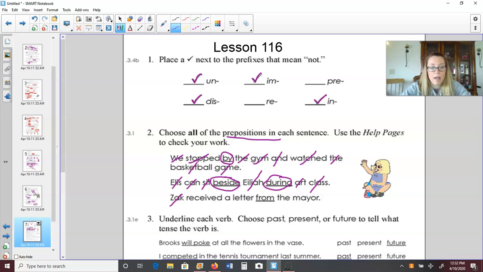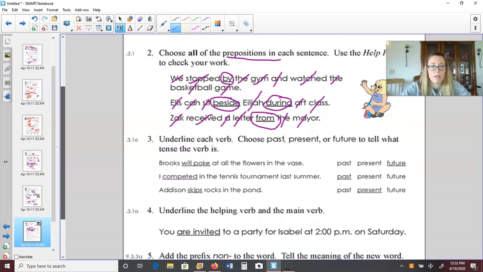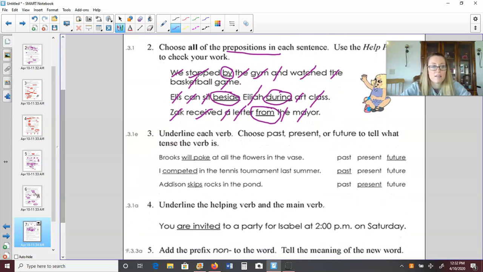Zach received a letter from the mayor. Zach is a proper noun. Received is the verb. A is an article. Letter is a thing, a noun. The is an article. Mayor would be our object noun. And we're left with from. So from is our preposition. Hopefully, crossing off the other words in the sentence has helped you locate the prepositions.